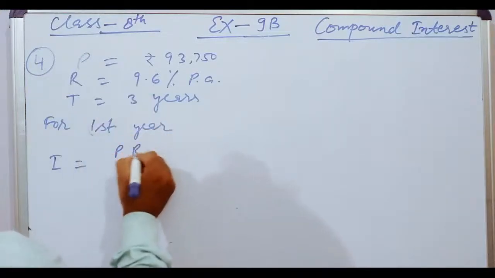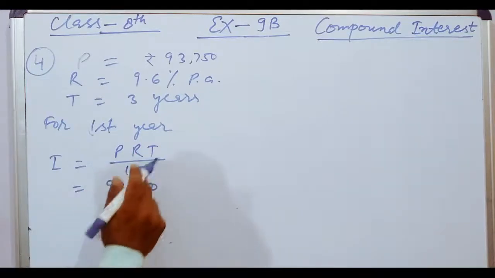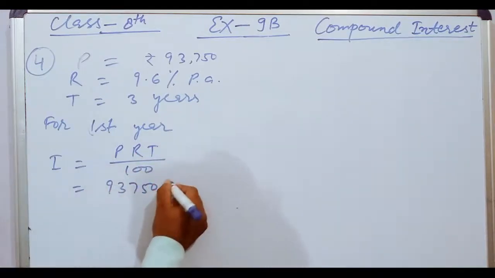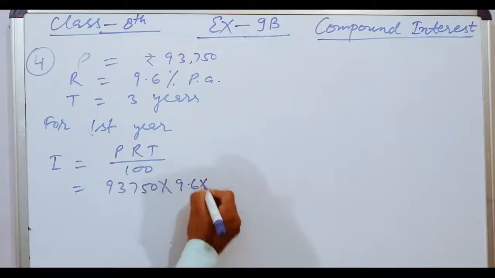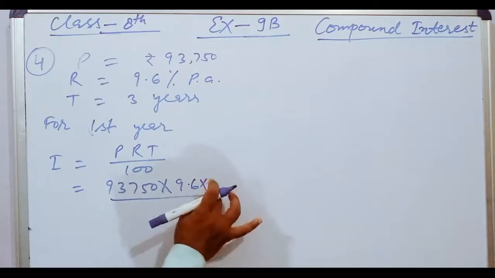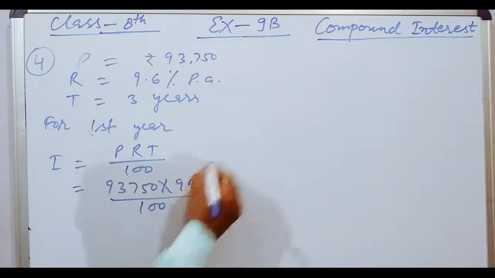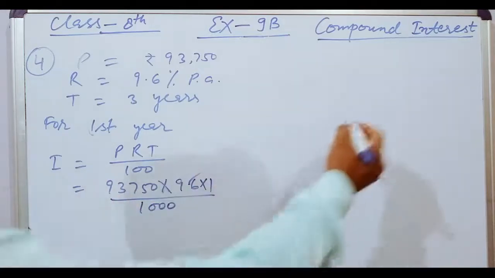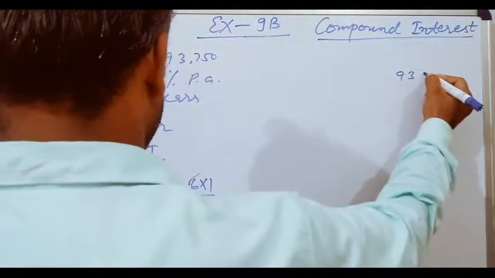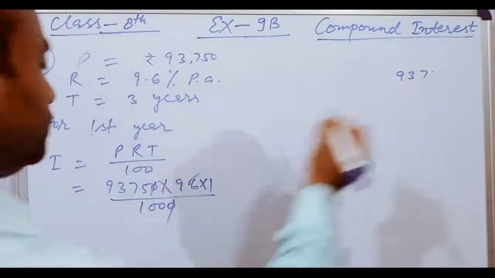So PRT upon 100: 93,750 into 9.6 into time 1 year. For the first year, in place of t we will put 1. Now remove the decimal, then we will multiply. 93,750 and 96, the zeros cancel.